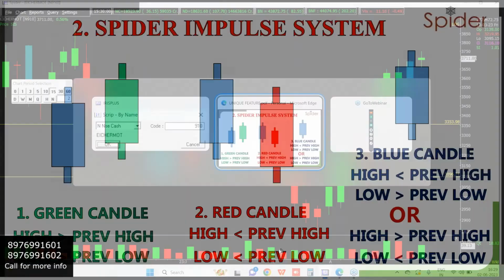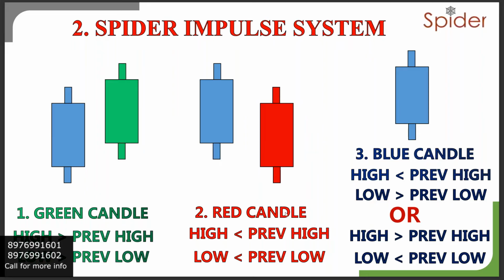So here you can see your blue candle: your high is falling but your low is rising. So that can be a part of a blue candle, or your high is rising but low is falling. That time also you can say it's a blue bar, which in an indirect way can be either an inside bar or an outside bar.